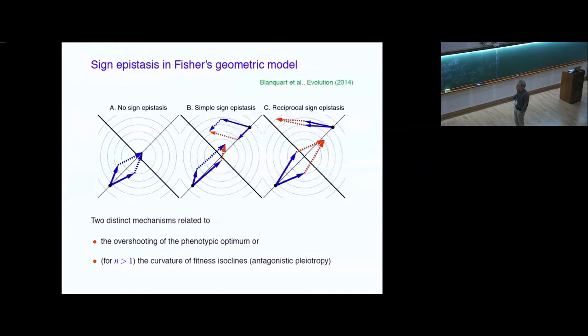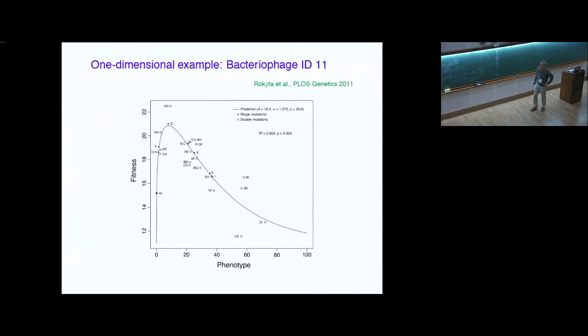And so this general idea has been used in various contexts already. One example that is a one-dimensional example is work from the group of Holly Wichman. So they worked with a bacteriophage, and they had a set of single mutations and double mutations, and they wanted to describe the epistatic interactions. And so they only had measures of fitness. In this case, and this is true for both of these examples, they didn't actually know what the phenotype is. I mean, sometimes you have some idea what the phenotype could be, but here they just inferred the phenotype.